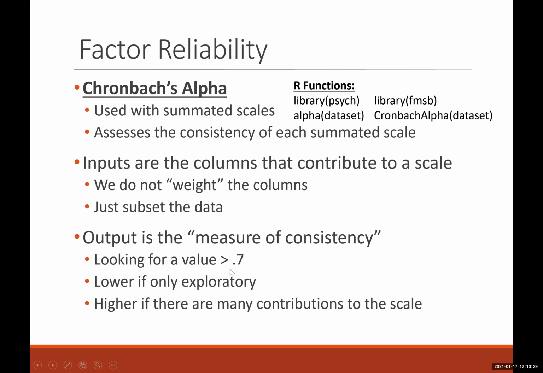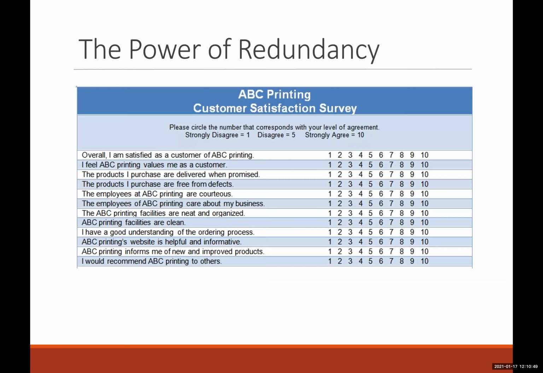Now, we typically like to start off with a minimum of 0.7, but in the social sciences, when it's very hard to get those large correlations, a lot of times we might be looking at a minimum correlation of 0.5 and above, or sometimes even 0.4 and above. So just keep in mind that this cutoff value might change depending on the domain that you're working in.